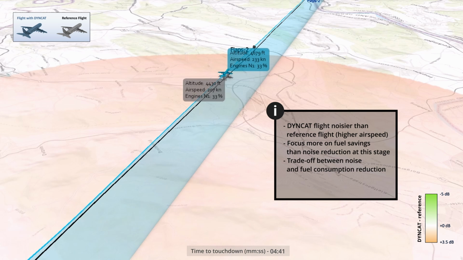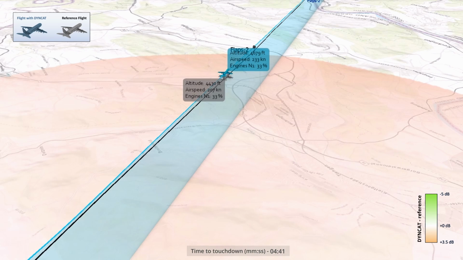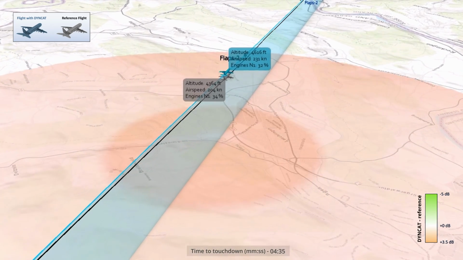Faster flying aircraft are generally noisier but consume less fuel due to the shorter flight time, at least with the engines operating at idle thrust. Depending on the requirements, DYNCAT can optimize one or the other. And as can be seen with this example, it is also possible to find a balanced optimum that results in a lower noise burden for the residents and lower CO2 emissions at the same time, compared to standard approaches without DYNCAT.